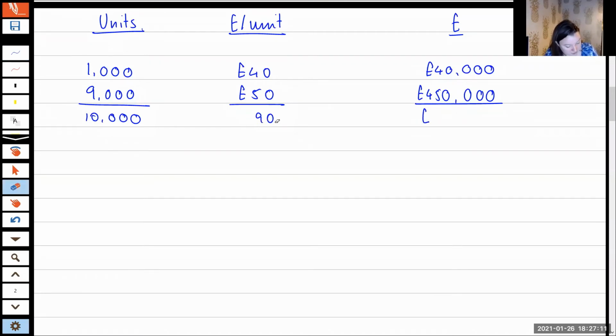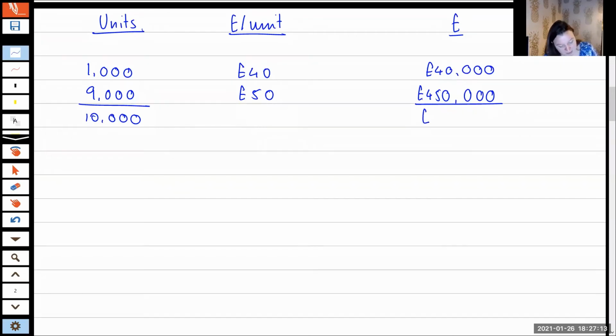What am I talking about? 10,000 units at £90. I'm so sorry. 10,000 units costing us £490,000.